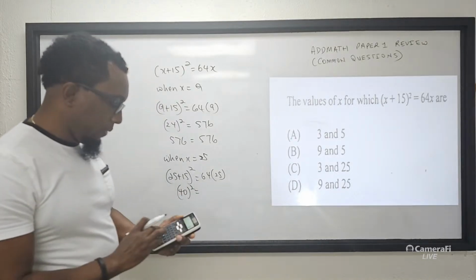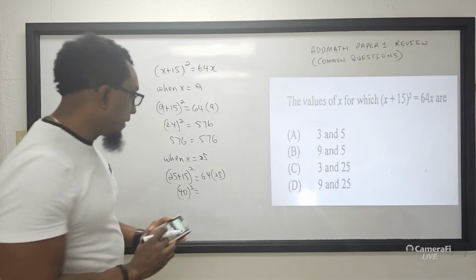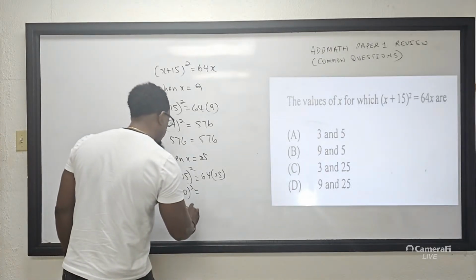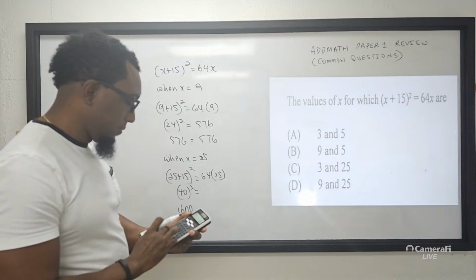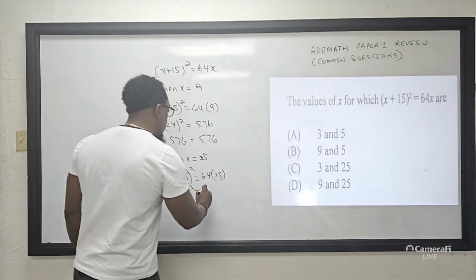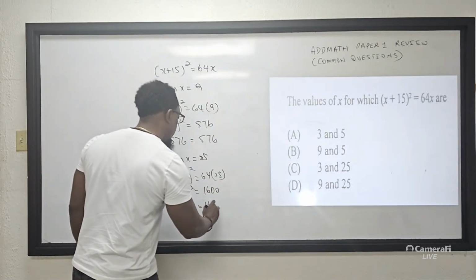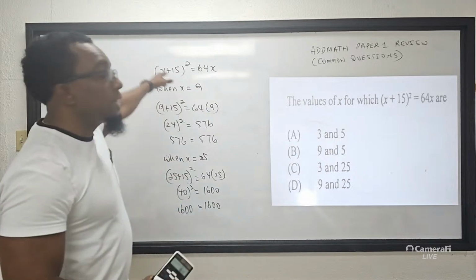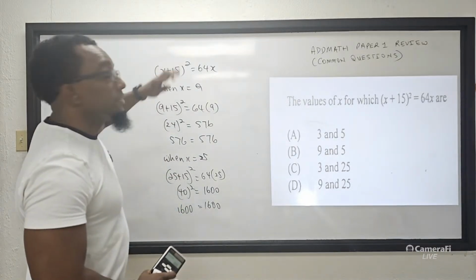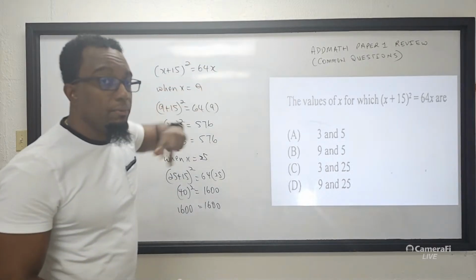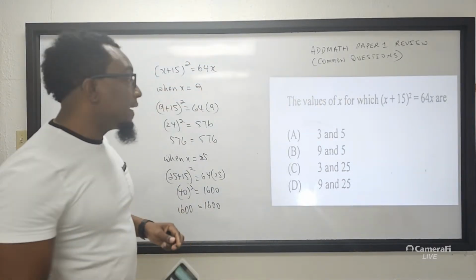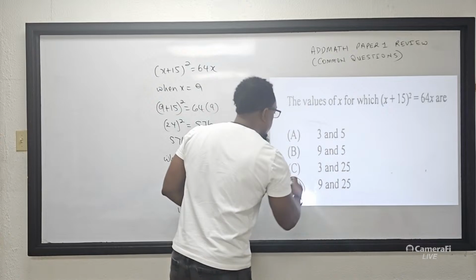40 squared, of course, we know that's 40 by 40, that's 1600. And we know 64 by 25 also gives us 1600. So when I substitute 25 into my equation, it satisfies the equation because what is on the left is equal to what is on the right. So automatically my answer here will be D.